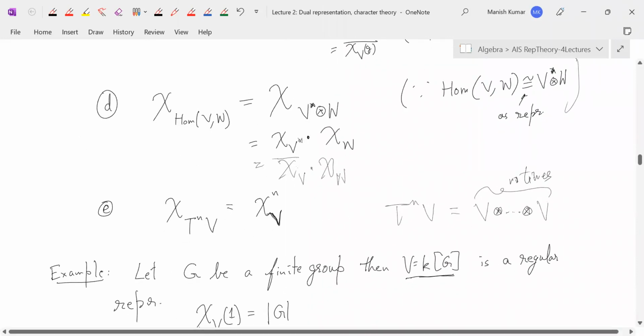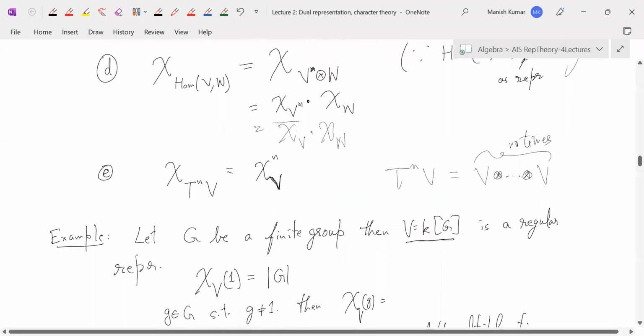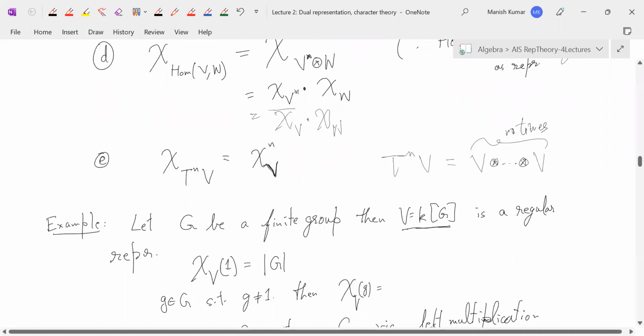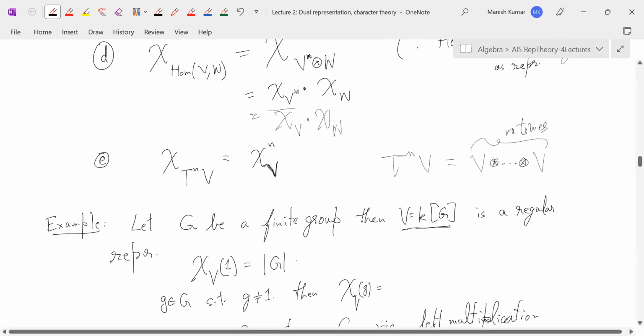So for a one dimensional representation, there is nothing to compute, the representation itself is the character. But maybe we do the computation for a regular representation, because this will be useful as well. To compute the character of a regular representation, G is a finite group, and V is the regular representation. Then chi V of one, we know what it is going to be. It's the same as the dimension of V, and the dimension of V is the same as the order of G here.